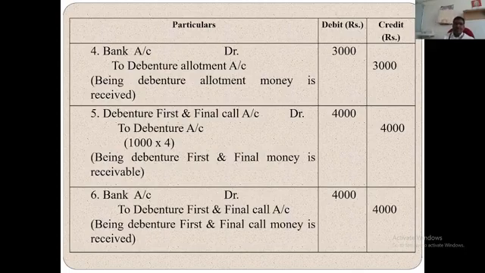So debenture first and final call account debited to debenture account, being debenture first and final call money due. How many debentures? 1000 debentures at the rate of rupees 4. So 4000 debited to debenture first and final call account, credited to debentures 4000. Next, debenture first and final call received. Journal entry, bank account debited to debenture first and final call account 4000, being debenture first and final call money is received.